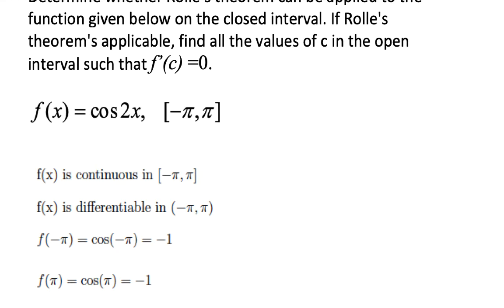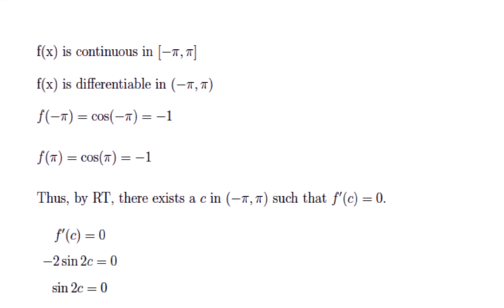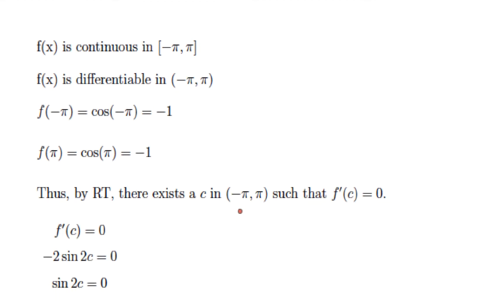So, we can say by Rolle's theorem, there exists a point C in the open interval minus pi to pi such that f prime of C is 0. Let's find the derivative. Remember, your function f of C here is cosine 2C. So when I take the derivative, it is negative 2 sine 2C equal to 0, or basically sine 2C is 0. Now we want to figure out what are the values where the sine function is 0.